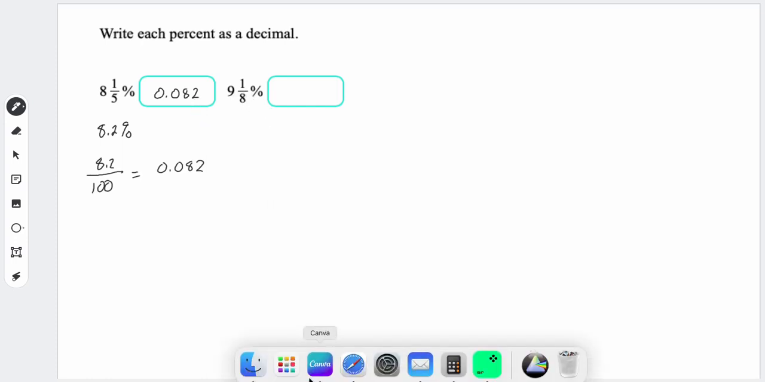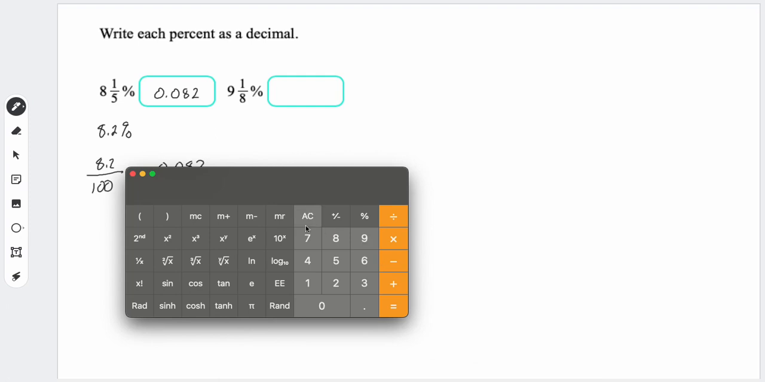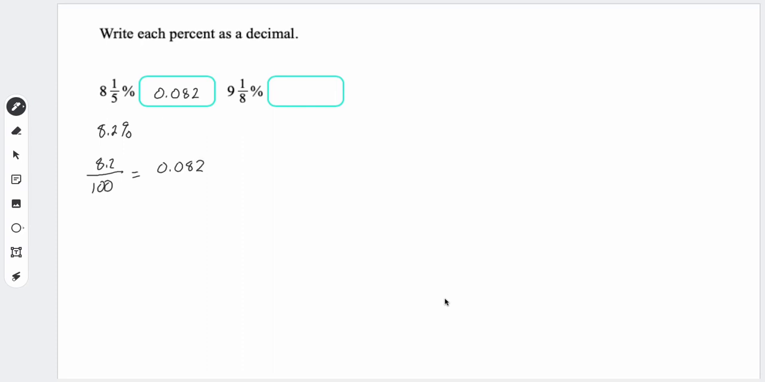So now we do this one. We divide 1 by 8. 0.125. So 9.125%. Now we put that over 100, which means we're going to move the decimal 2 spaces to the left. 0.09125 is our answer.